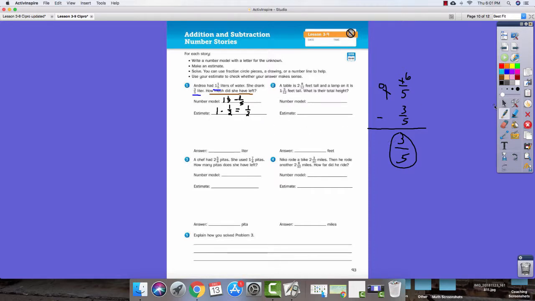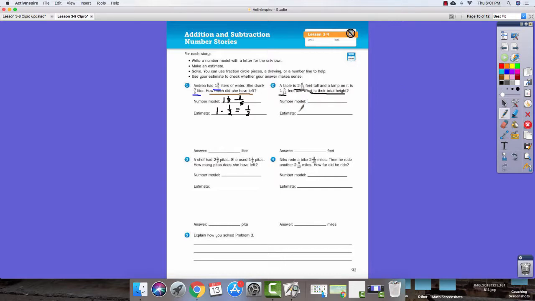Okay, let's do another example. Let's do number 2. In number 2, it says a table is 2 and 8/12 feet tall, and a lamp on it is 1 and 5/12 feet tall. I want to know their total height. So if I'm asking what is their total height, I'm adding here.